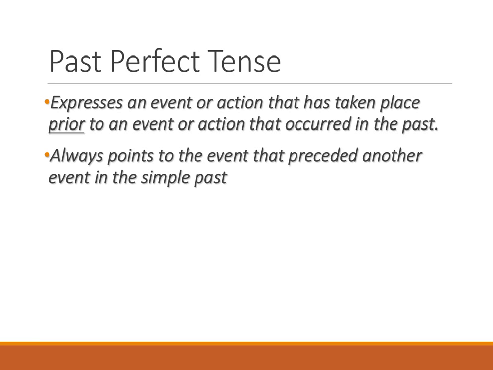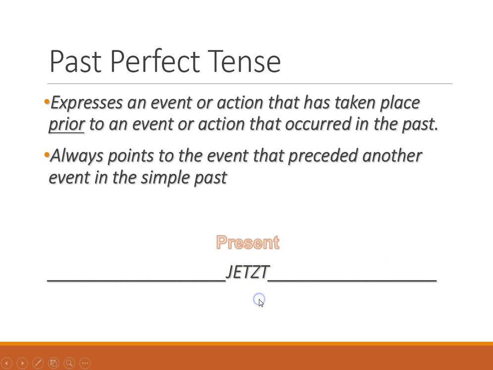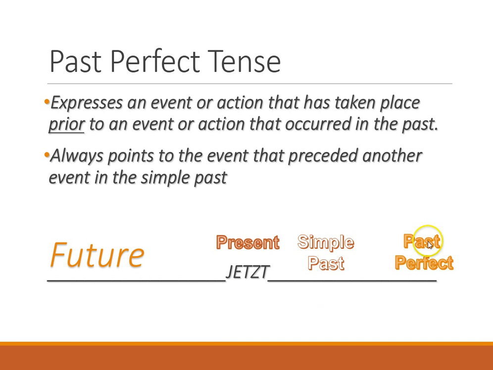So if you understand a timeline of what's going on, this is now, right? Jetzt. So that's the present tense. You perhaps have already looked at future tense. So what will occur? And now if you think about what has happened, that's simple past or present perfect. But this past perfect has occurred even before the simple past.